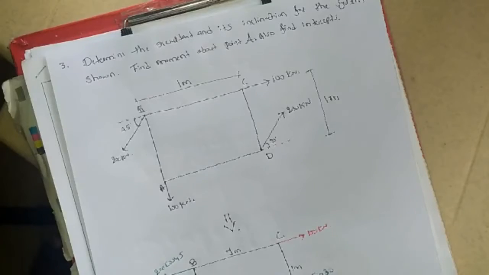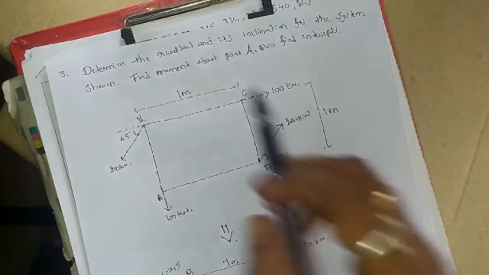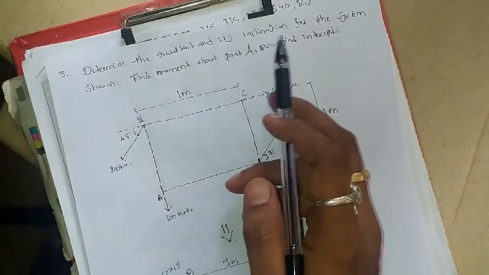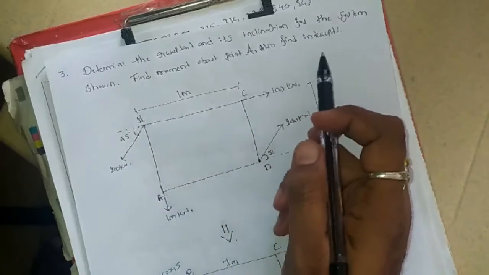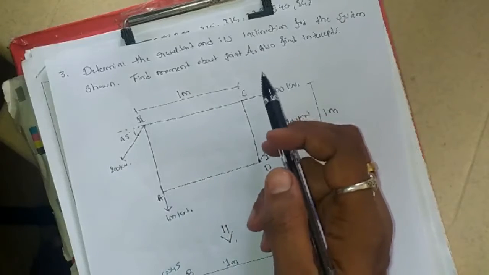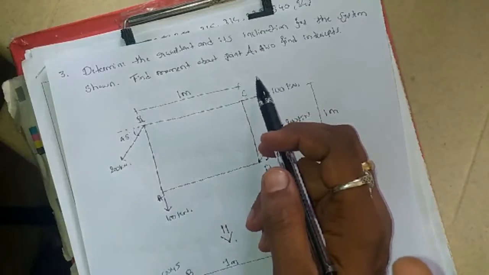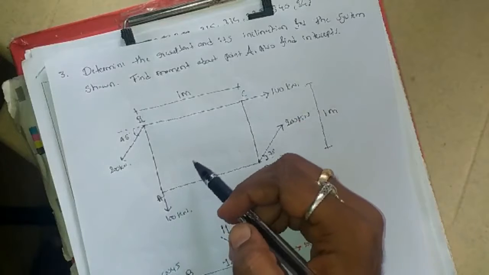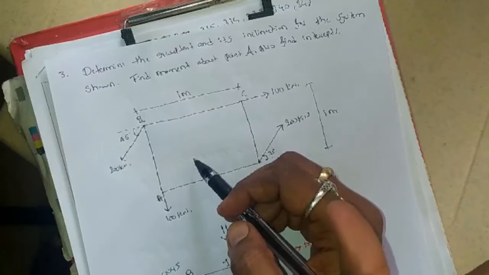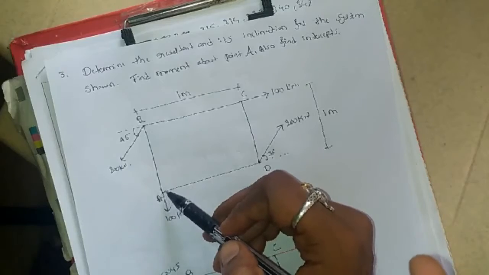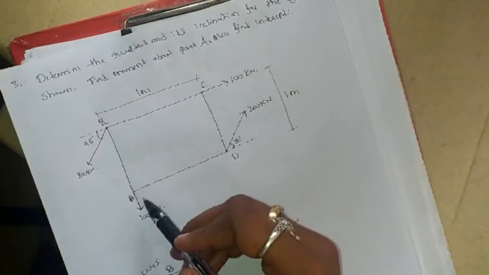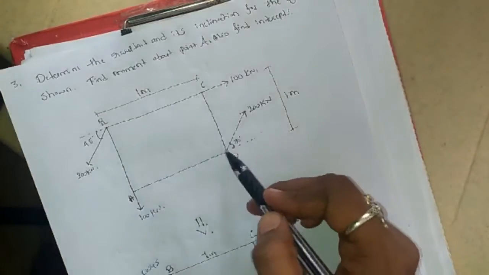So we'll go to the next problem. The question is the same here. Determine the resultant and its inclination for the system shown. Find moment about point A. This is point A. Also find the intercepts. To find the resultant, its inclination, moment about point A, and intercept, we need to find summation fy, summation fx, R, theta, and then moment about point A and x, d, and y. So you can see here, this is a square ABCD.